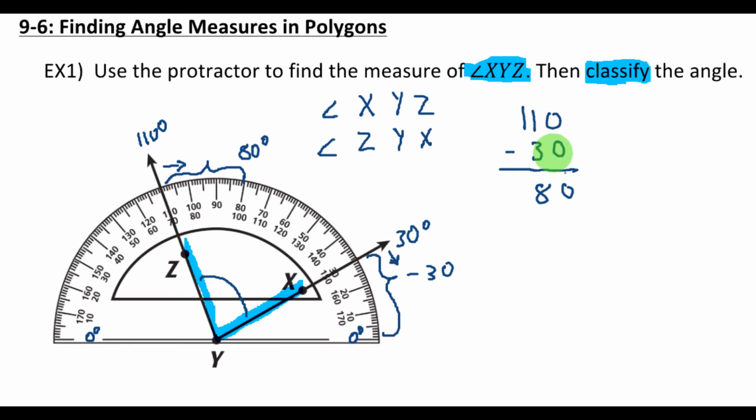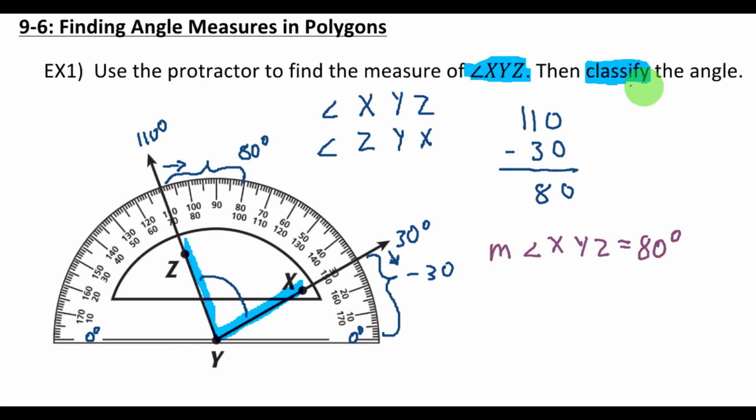But I'm not satisfied with this answer. There's a better way of writing it. So the best way to write this, we're going to write that angle XYZ is equal to 80 degrees. In fact, to make it a little bit nicer and neater, let's choose a new color, and we're going to write the measure of angle XYZ is equal to 80 degrees. Okay, so we've solved part 1. We know what the measure of angle XYZ is.